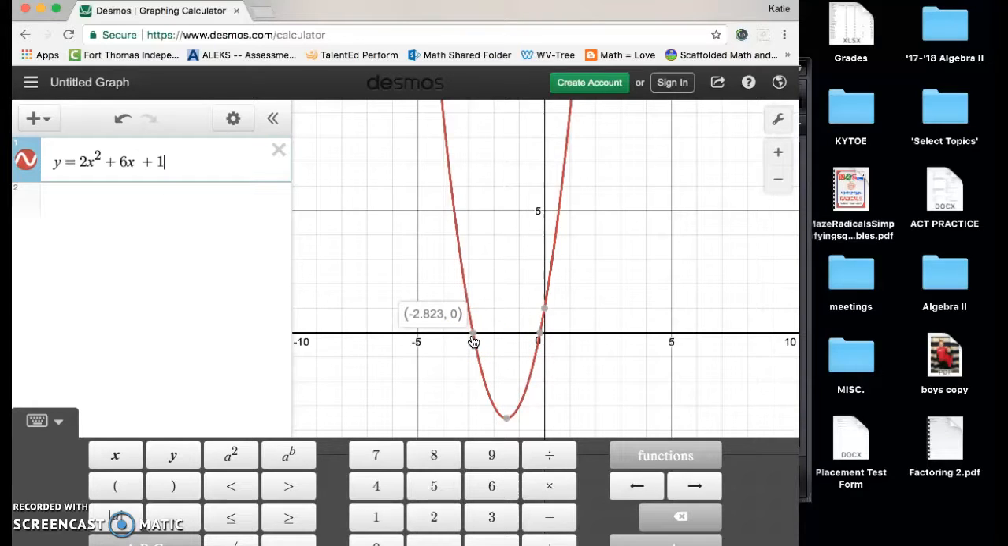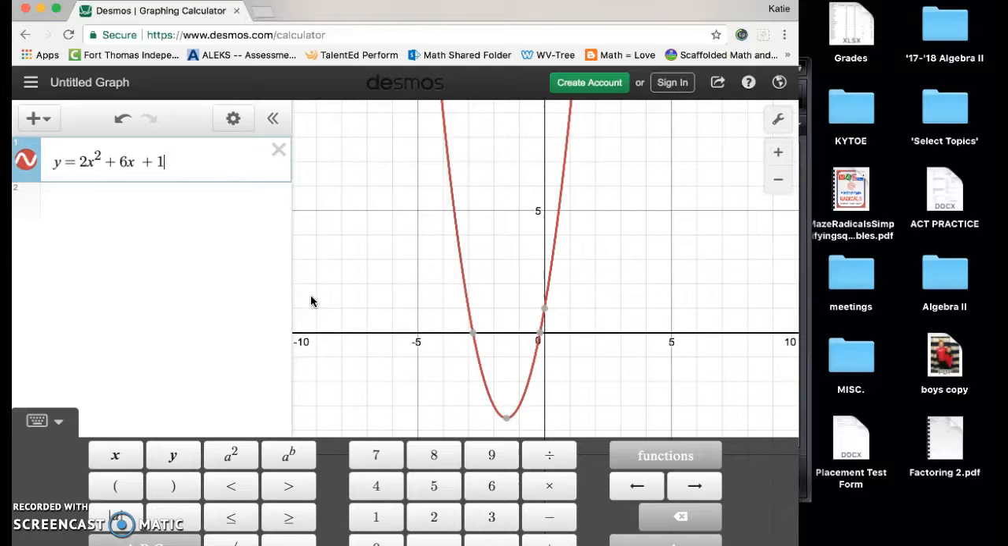So that's solving quadratics by graphing. Super easy, super simple. Again, you can use this, it's called Desmos.com, www.desmos.com. It pulls you up in here. It's great. You do not have to create an account or sign in or anything like that. You can just use it for free. It's great to use for graphing stuff.